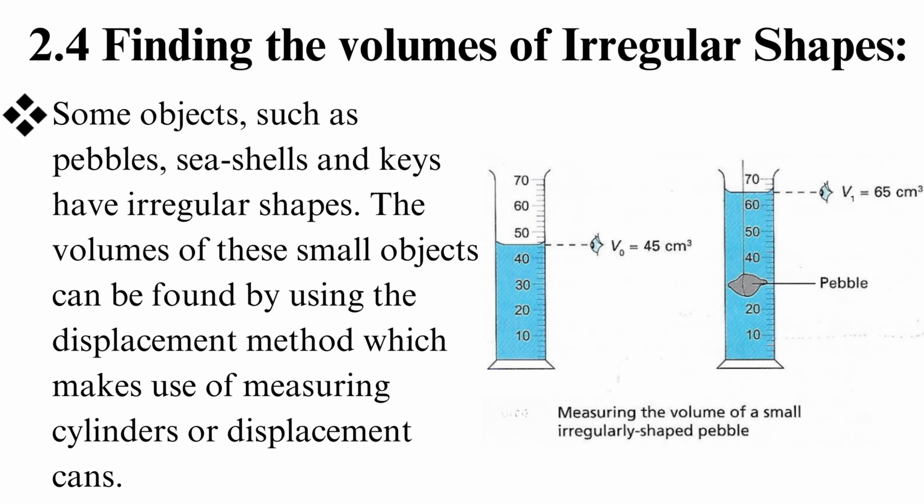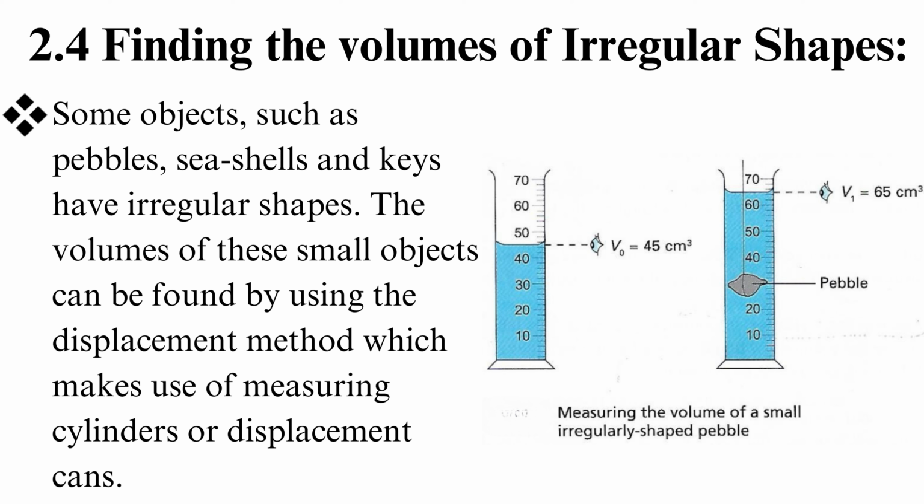Finding the volume of irregular shapes. Some objects such as pebbles, seashells, and keys have irregular shapes. The volume of these small objects can be found by using the displacement method, which makes use of a measuring cylinder or displacement can.